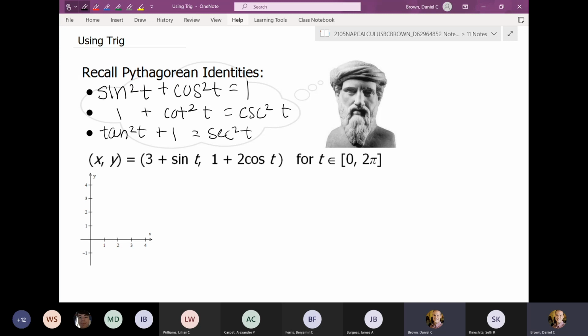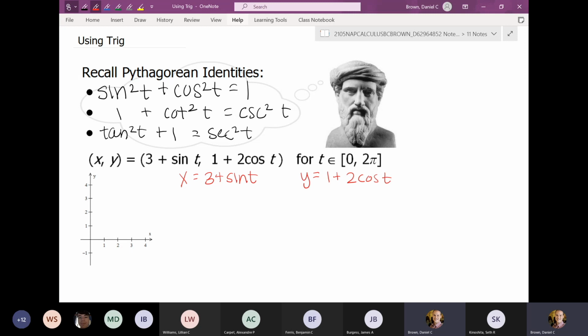And again, why are those important? Sometimes it's hard to solve for t, but if you notice, both x and y have maybe a sine and cosine in them, or maybe they both have a cotangent and cosecant, that is a relationship that's true and a relationship we can use. So again, looking at this one, we have x is equal to 3 plus the sine of t, and y is equal to 1 plus 2 cosine of t.